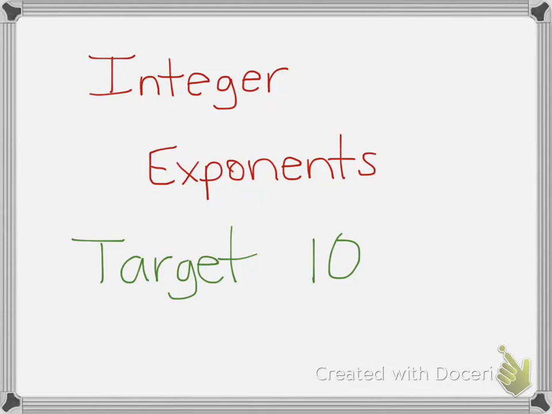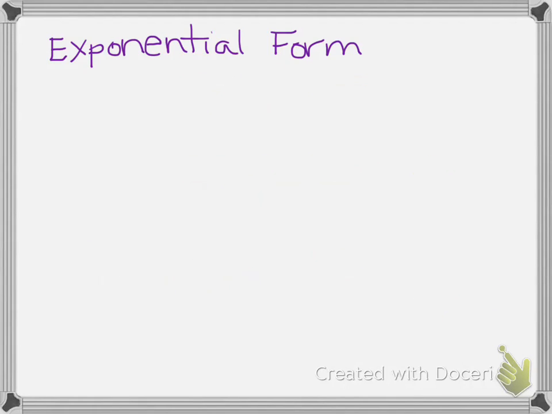So this learning target is on integer exponents. It's target 10, and what you know about integers is that integers are all positive, negative, whole numbers, and 0. And exponents are, for example, if I do something like 2 to the 5th power, that power is our exponent. Okay, so a couple things we need to know.